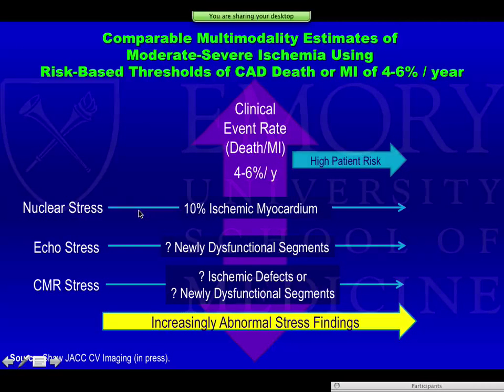But we wanted to expand it so the generalizability of the trial results would extend beyond echo and into MR, into other areas. So we looked at the event rates associated with 10% ischemic myocardium, because that was a consistent measurement of high-risk ischemia. We identified a threshold of 4 to 6% per year death or myocardial infarction, and then we sought to look at the other modalities in terms of their available evidence.